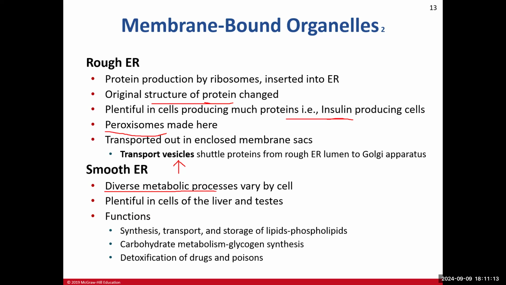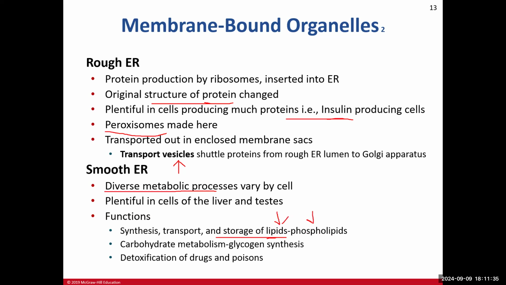The first one there is synthesis. So it's going to make stuff, right? Quite a bit. But also it's going to make a lot of lipids, and we learned what those were before, right, in chapter 2, all right, fats. But we're going to see here in our smooth endoplasmic reticulum lots of storage of lipids and, notice, phospholipids.